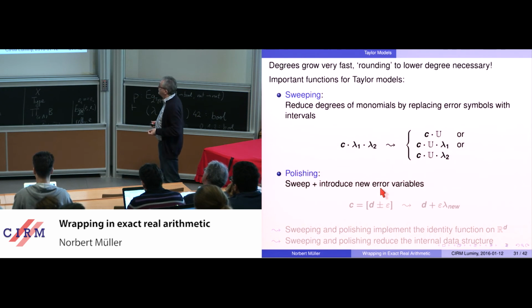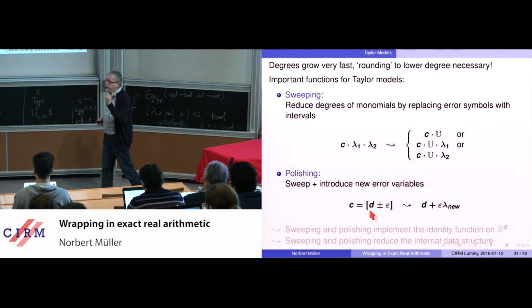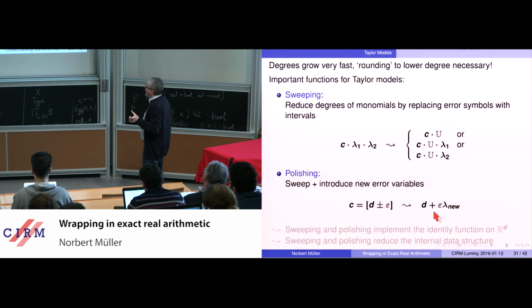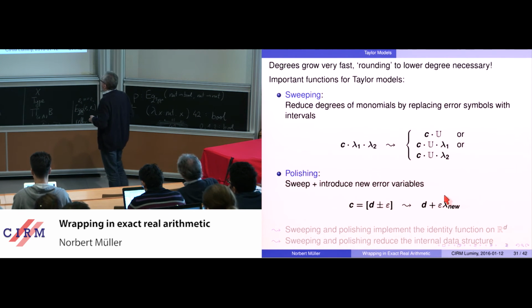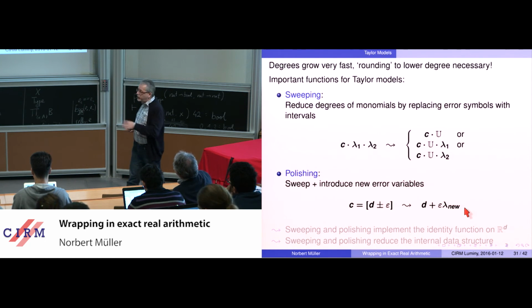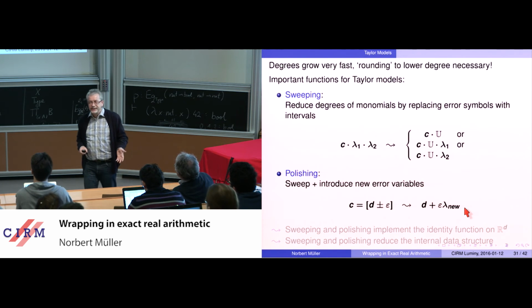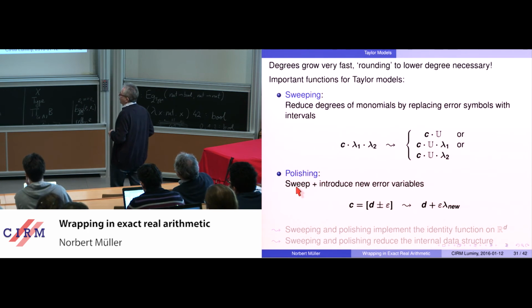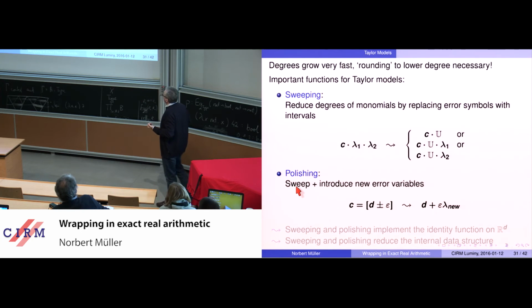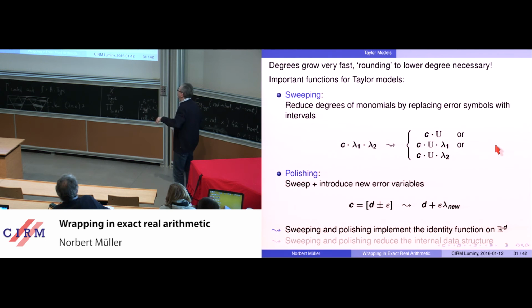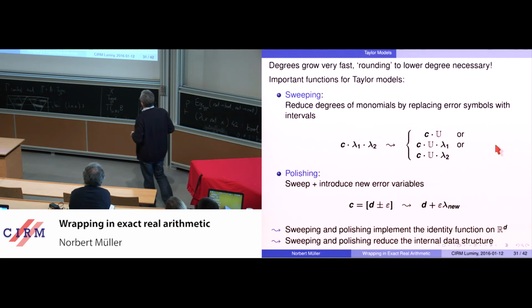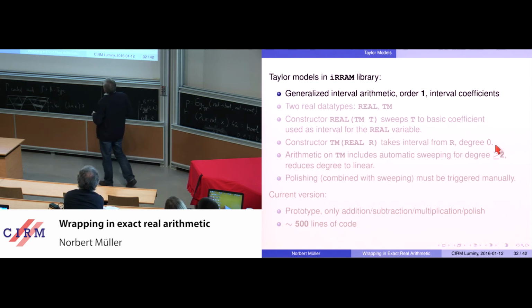We could do this simply by changing some coefficient, which is really an interval, by replacing it with the center of the interval plus the radius of the interval multiplied by some new error symbol. And we could do this everywhere. Essentially, we want to keep things simple later on. So maybe we first sweep, get rid of many of the error symbols, and then introduce new error symbols. So more or less what we do with these operations is, on the level of real numbers, the identity function. We just apply the identity function but change the representation, and the data structure is reduced.